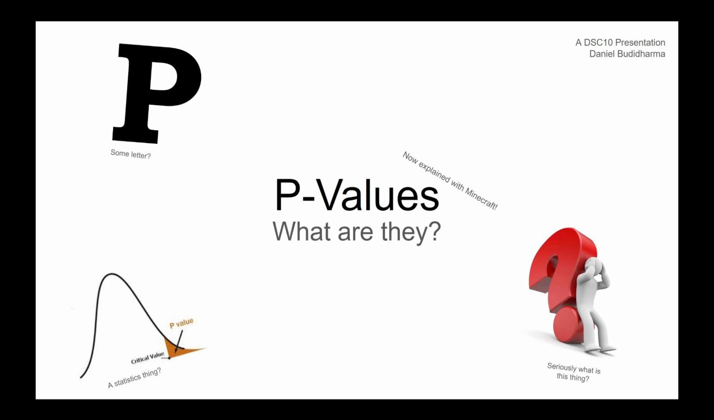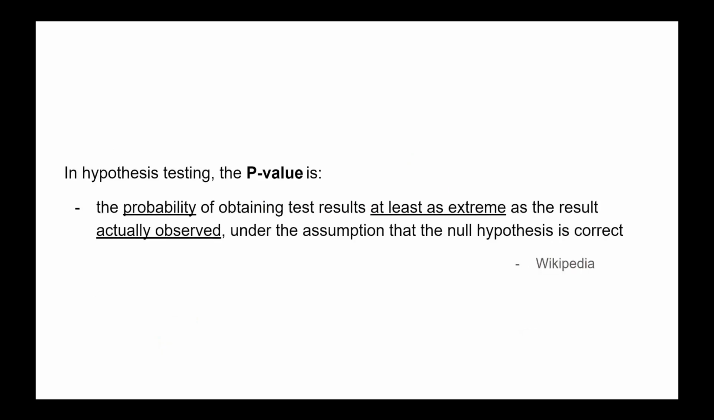So, p-values, what exactly are they? Well, a p-value is the probability of obtaining test results at least as extreme as the result actually observed under the assumption that the null hypothesis is correct. Now, it's one thing to say this, but to actually understand it, we would need an example.